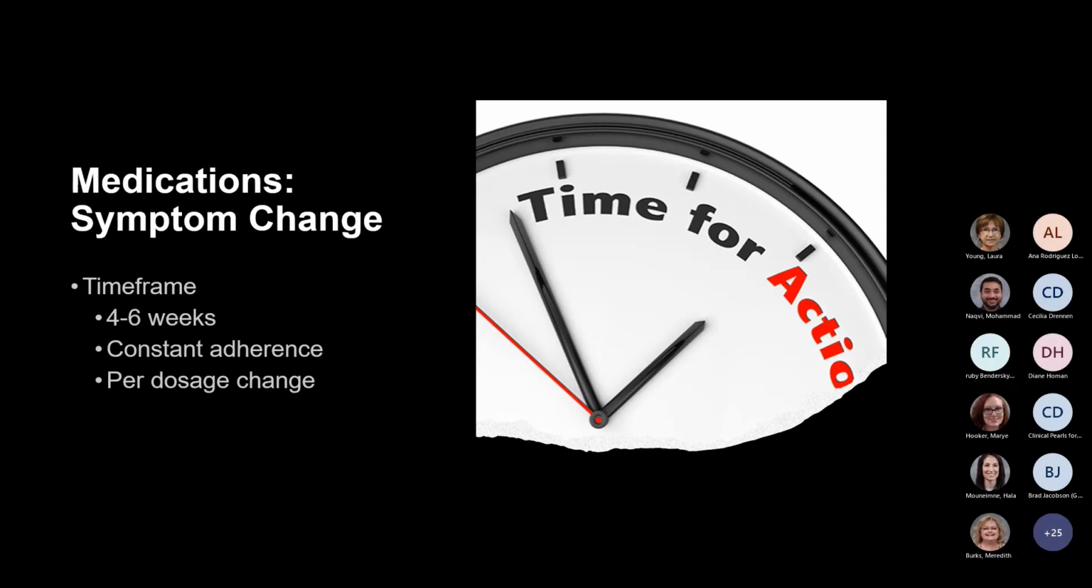Now, when it comes to medications and if things are improving or not improving, we have to take into account the time frame. It takes 4 to 6 weeks of consistently taking the antidepressants before one can assess for a change in symptoms. And this time frame is applicable for each dose change. So what I say to patients is, I'm starting this medication today. You will not notice a difference probably for 4 to 6 weeks.